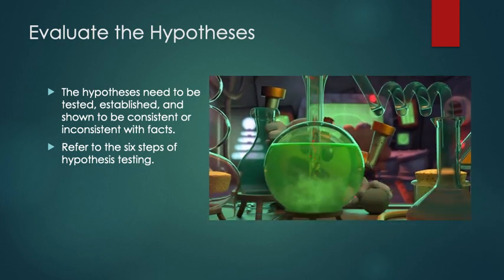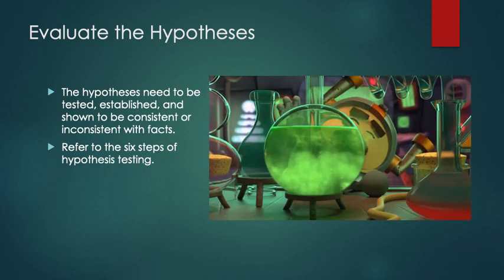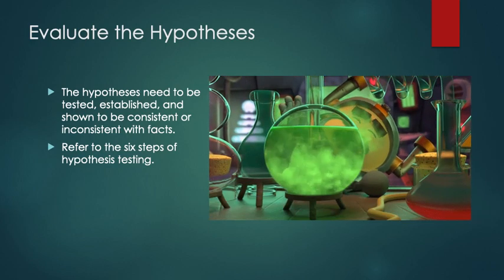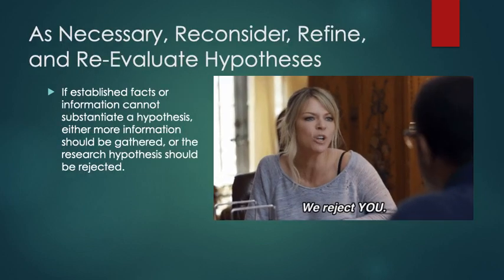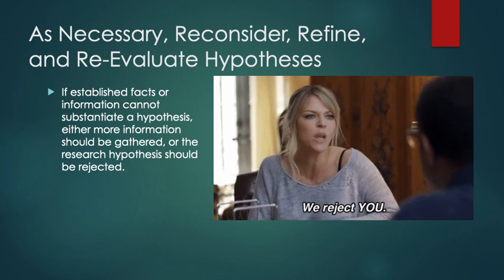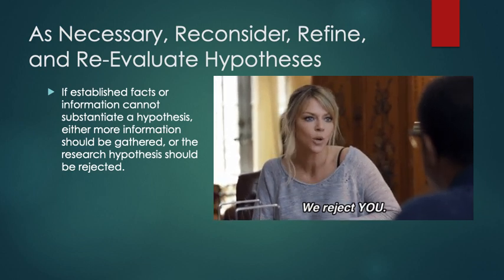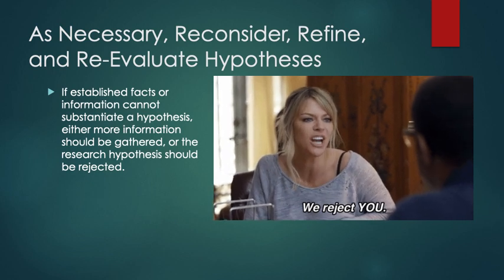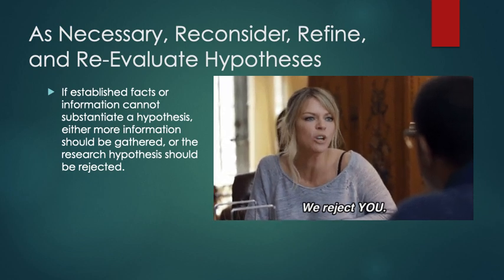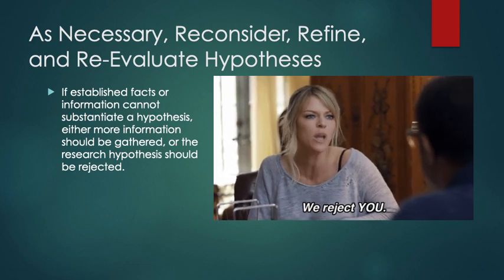Now, once we've developed them, we have to test them and show whether or not they are consistent or inconsistent with what we know. And there are 6 steps to hypothesis testing. We won't go into all of those today, but we will talk about them at a later date. Now, as necessary, we do have to reevaluate and change our hypothesis as we get new information. So think about how information changed during the pandemic. We saw guidelines being constantly shifted, information that we thought was true one day, we decided was not true the next. This is how we actually continue building our understanding of how diseases work. We refine our hypothesis and we reject any hypothesis that is wrong.